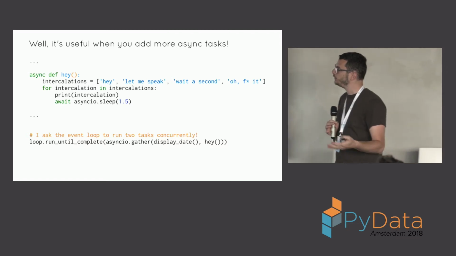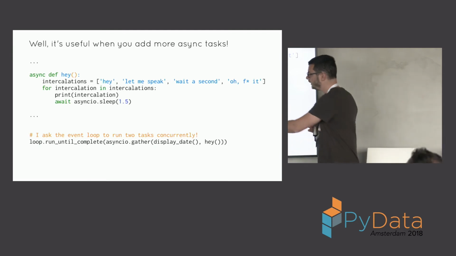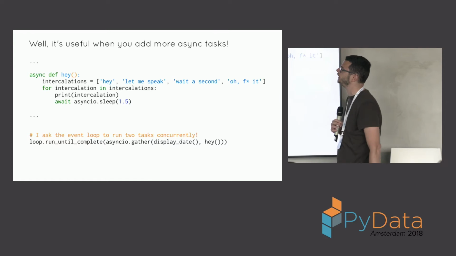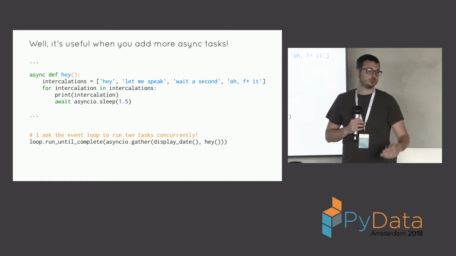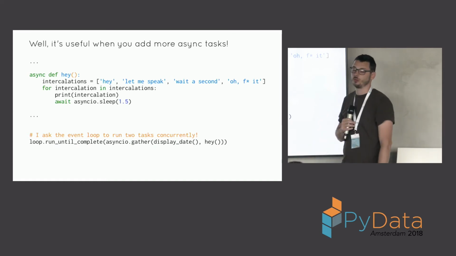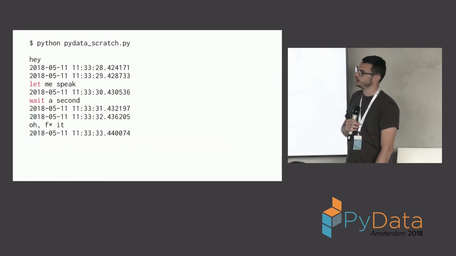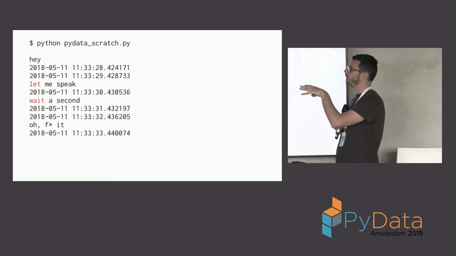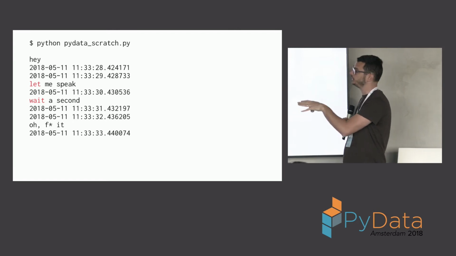But let's say I want to do two things concurrently. I want my display date, and I also want to call my hey function. So you can see the hey function wants to say something, but it can never say it in one go, because the other function, the display date, will disturb it. And so if we run this code here, we'll basically see this. I first go hey, then there's enough time for the display date to emit twice. Then the hey function will go on, and so on.